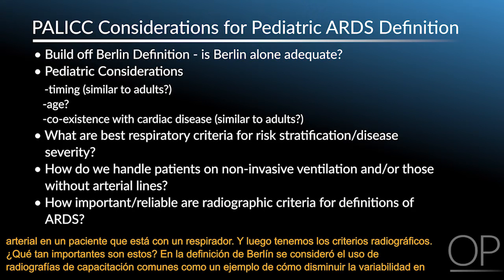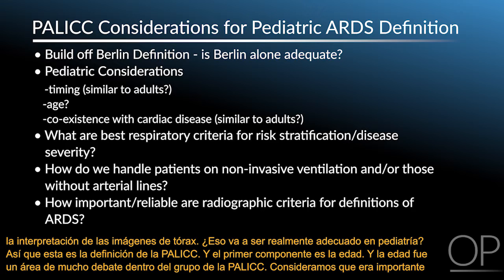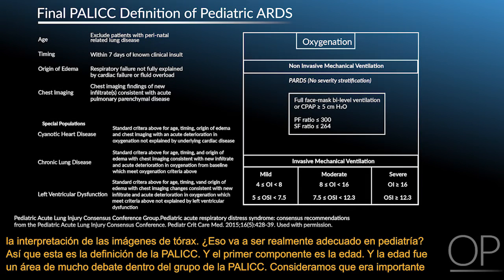The Berlin definition thought to use common training films as an example of how to decrease the variability in the interpretation of the chest imaging. Is that really going to be adequate in pediatrics? So here is the PALICC definition. And the first component is age.